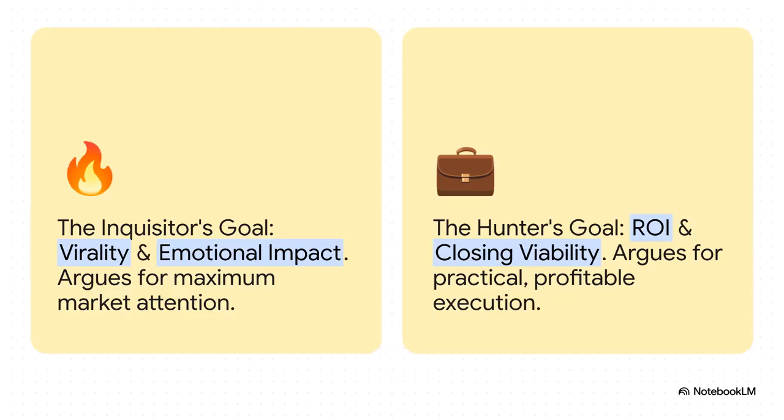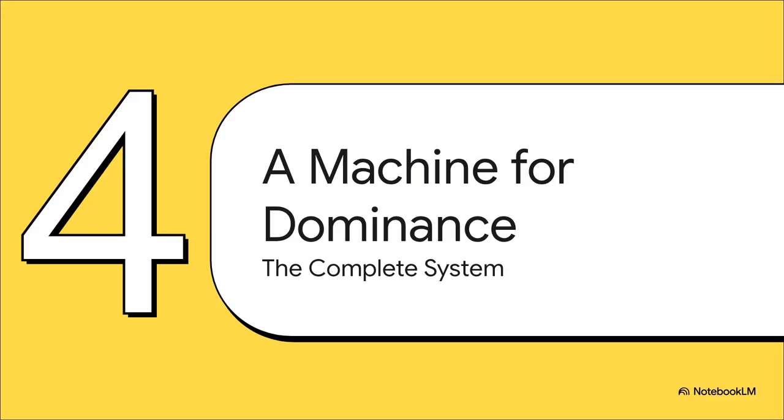You have this built-in conflict. On one side, you have the Inquisitor arguing for maximum virality and emotional punch. On the other side, you have the Hunter arguing for maximum ROI and whether a deal is even possible to close. The Shadow listens to both sides and then makes a final decision that best serves that ultimate goal of profitable dominance.